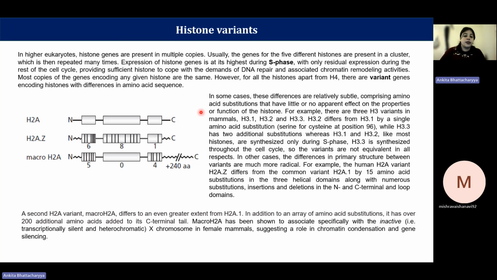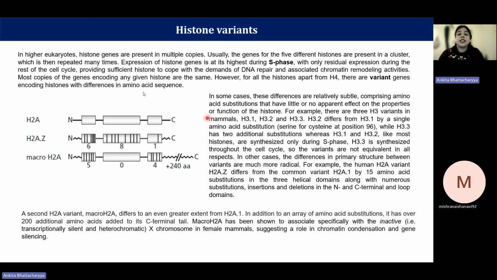Most copies of the genes which encode for any given histone are the same. However, for all histones apart from histone H4, which means that for H2A, H2B, and histone H3, there are some variants. What does this variant mean? It means that there is some difference from the canonical histone or the core histones, with differences in amino acid sequence. In some cases, these differences are quite subtle, comprising some amino acid substitution that doesn't really manifest into anything. It cannot be considered a histone variant. It can simply be an outlier. It can simply be a single nucleotide or single base change.